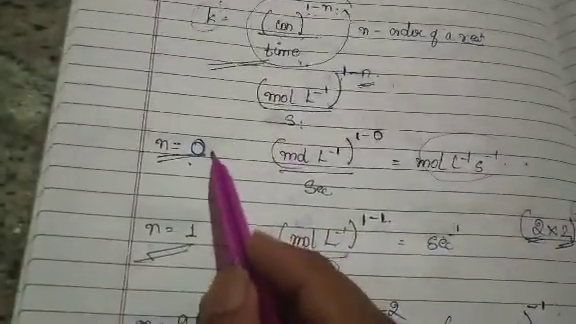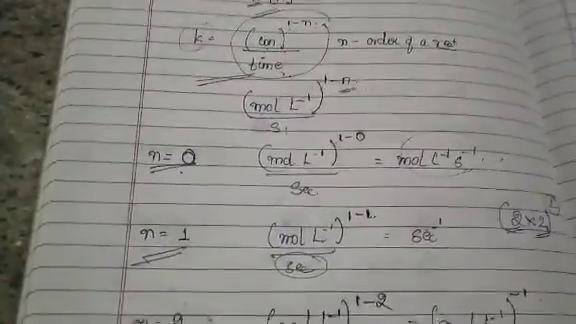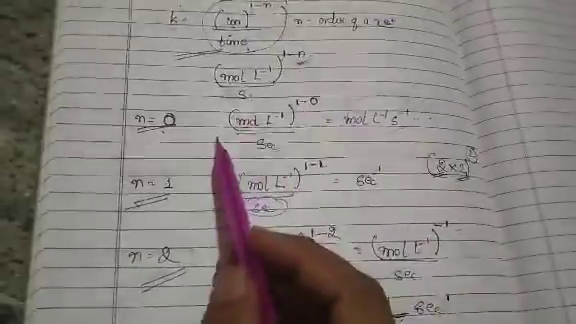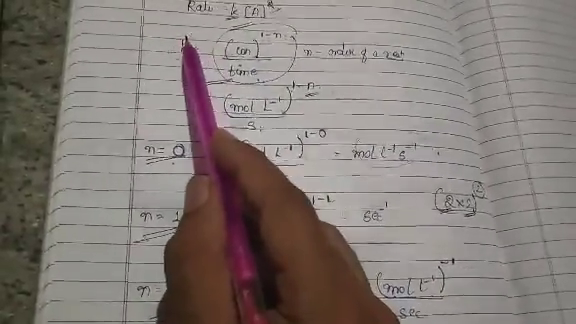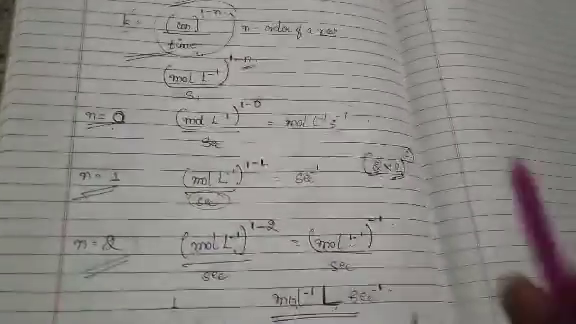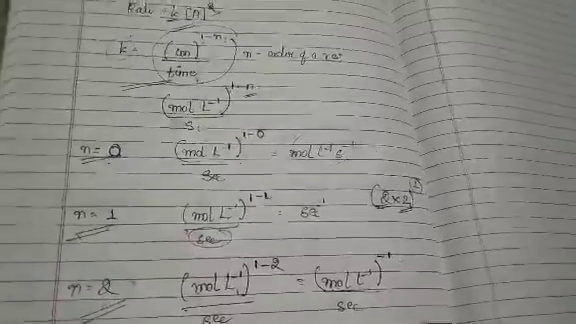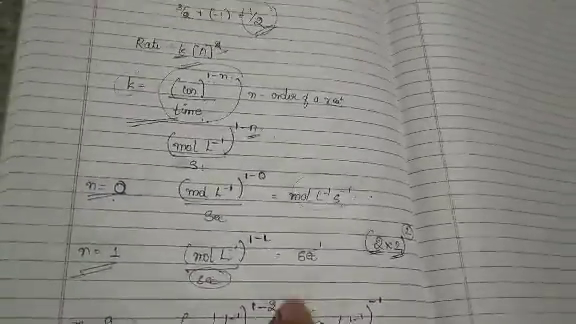So if they give you a particular order of a reaction, your rate constant also goes on changing. In problems, they can ask you directly by giving the value of k with suitable units, so that you should have the ability to predict the order of the reaction. Is that okay? So let me give you a question.